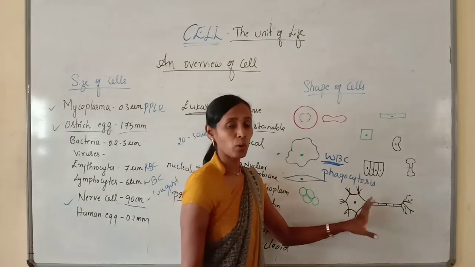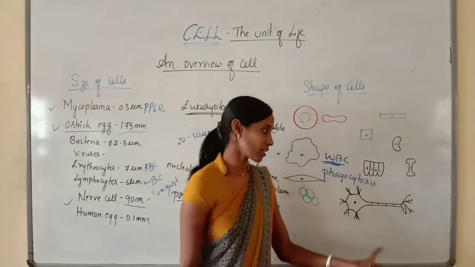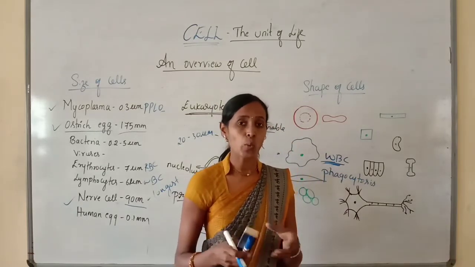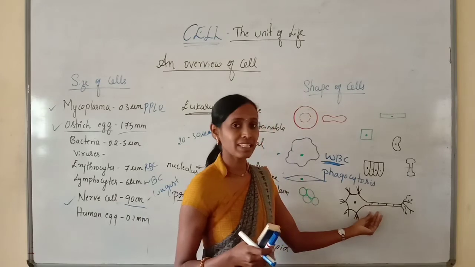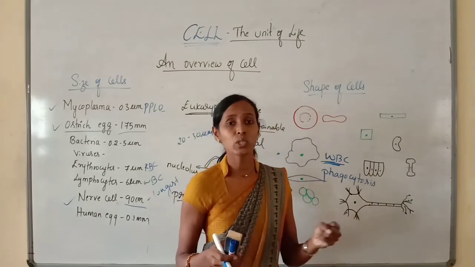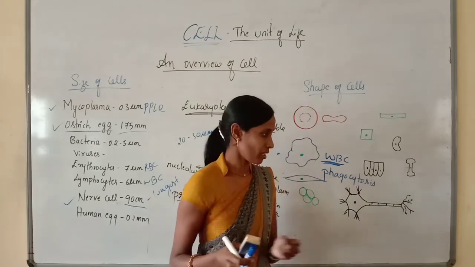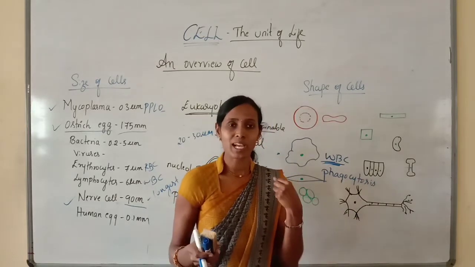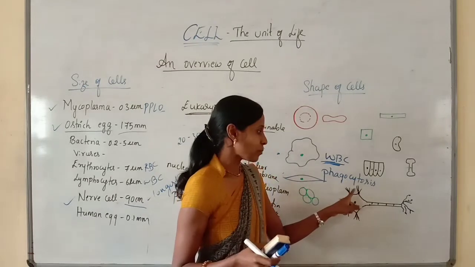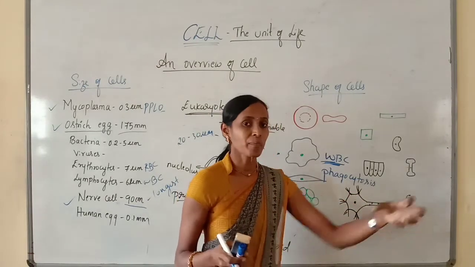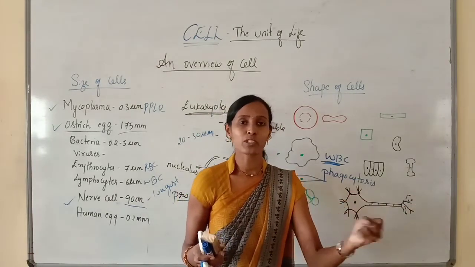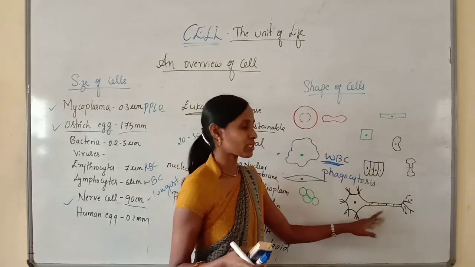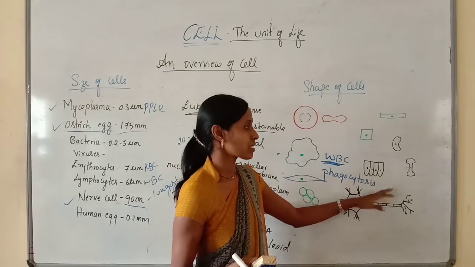And one more thing, how the shape of the cell depends upon the function. Here the nerve cell is the longest cell I told you. So why is the shape of the nerve cell like that? Because in order to carry the impulses. See, whenever we touch a hard object, we immediately take back our hand, because these branch-like structures immediately pass the impulse to your central nervous system. That's why the nerve cells have a shape like this.